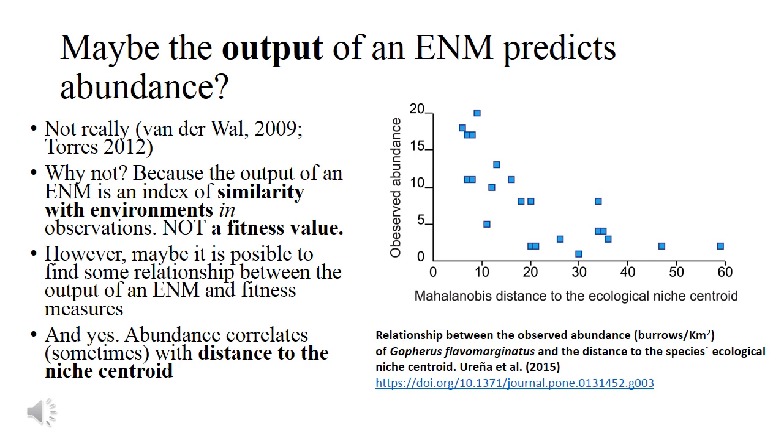To the right, you see one example where in the x-axis we are plotting the Mahalanobis distance to the ecological niche centroid. Remember that Mahalanobis distance is a distance metric that takes into account covariance between the variables. So close to the origin, points are very close to the centroid of the output of the Maxent modeling, and very far to the right are points which are very much away from the centroid. And in the y axis we see the observed abundance of populations of the species mentioned in the caption of the figure, and there is a covariance in some cases.